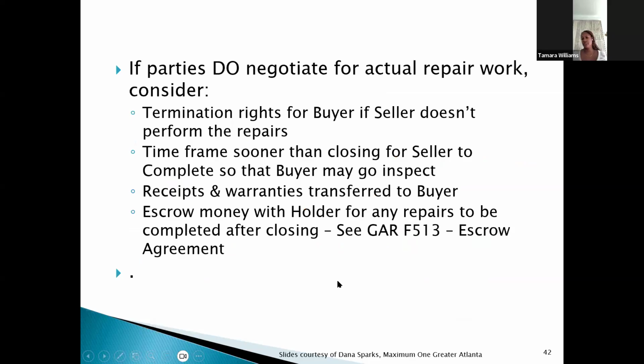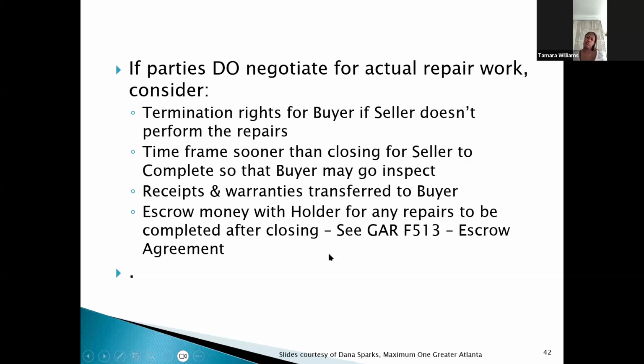If, however, the parties do end up having to negotiate in the contract for actual repair work, you need to also include termination rights for the buyer if the seller doesn't perform the repairs. It's not an automatic termination with refund of earnest money if the seller doesn't do all the repairs in an amendment. Also, I suggest you put a time frame rather than day of closing to give the buyer the right to go and check on the repairs and talk about receipts and warranties transferred to the buyer.